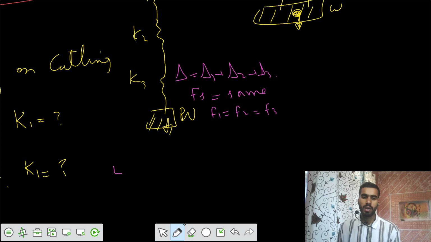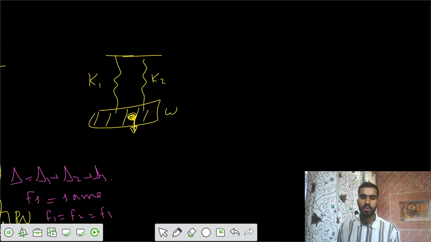If you have the free body diagram, you can show that also. You can have that in each of those springs we have the same amount of force F. And in the parallel arrangement, the delta developed is the same, and force 1 plus force 2 is equal to the total weight.